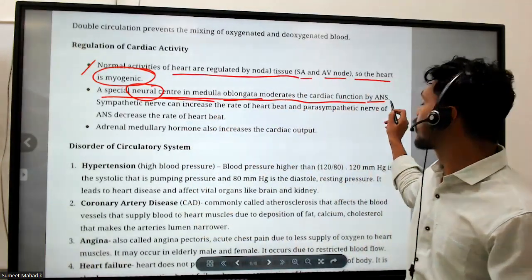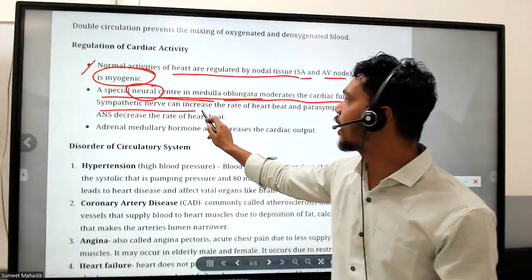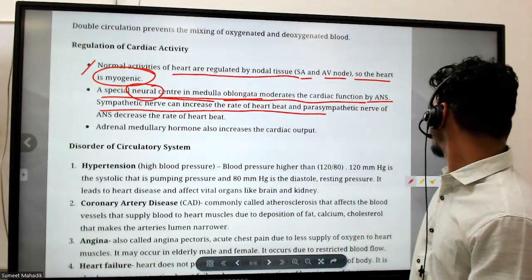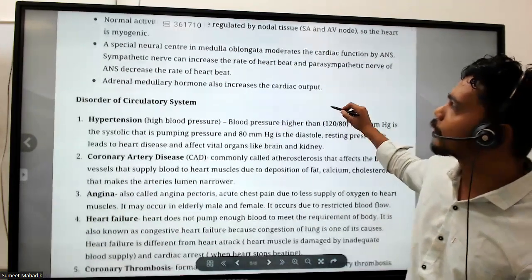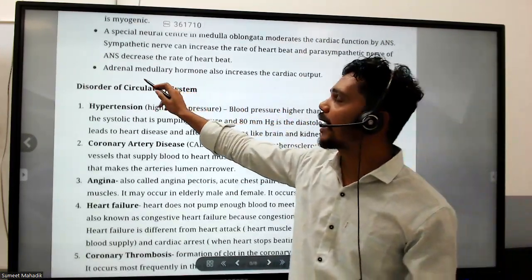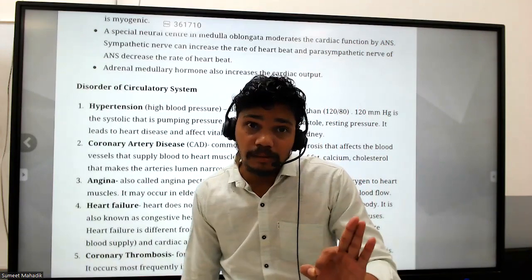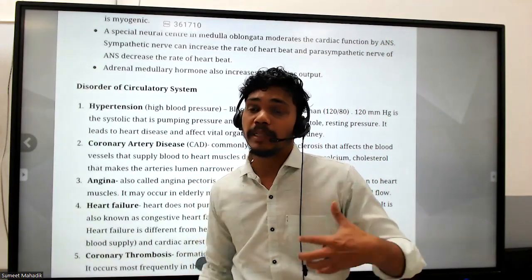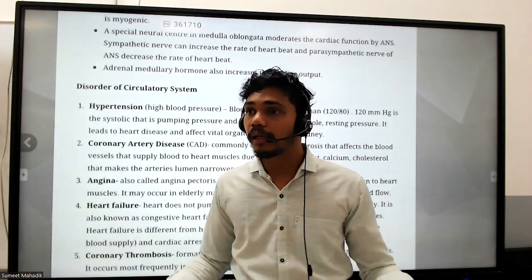Okay. So it functions by the ANS. A sympathetic nerve can increase the rate of heartbeat, and the parasympathetic does the opposite. Adrenal medullary hormones also increase the cardiac output. What are they? Adrenaline, noradrenaline, fight or flight mode. Obviously, we need more energy, so the heartbeat will be more.